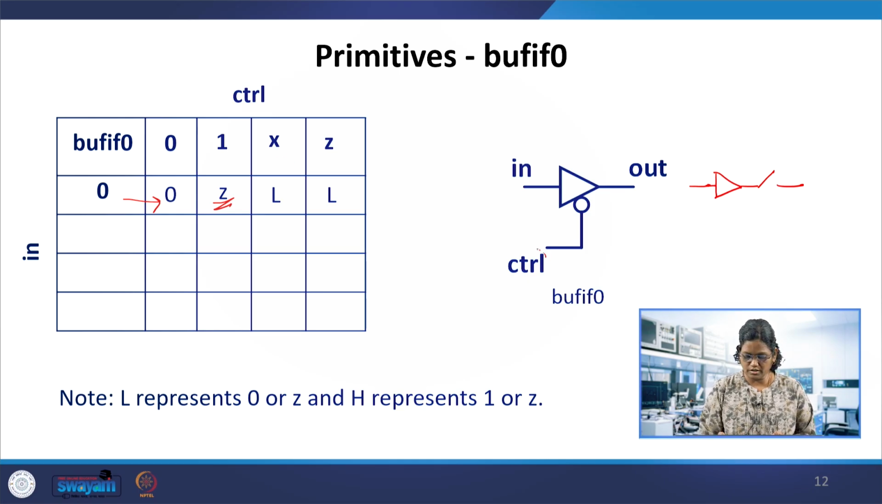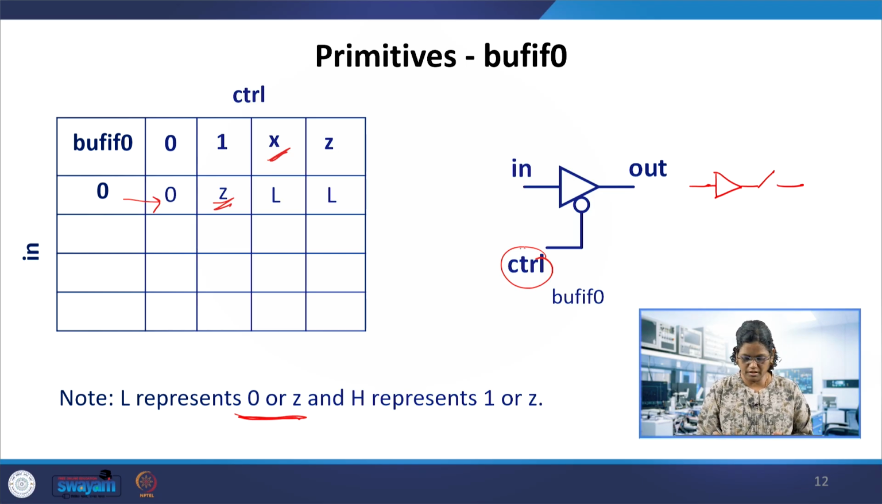And if the control is x, it depends on whether it is going to be 0 or 1, so it is specified as L. If it is 0, then the input will be passed over to the output. If it is 1, it will not be passed, it will be in the high impedance state. So to specify these two states, L can take both 0 and Z.